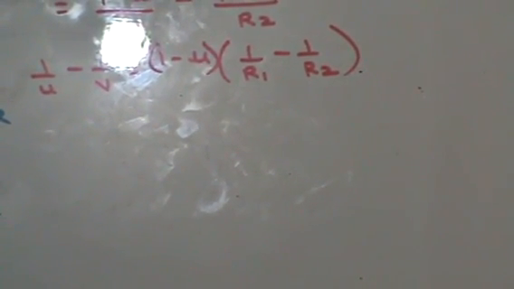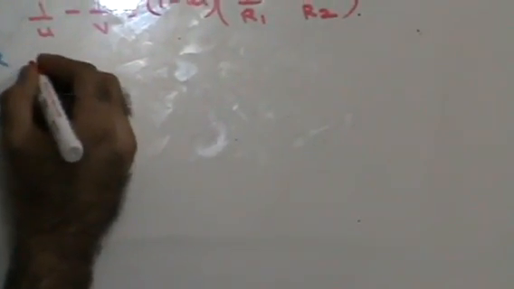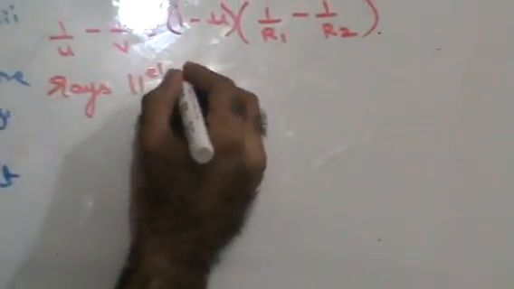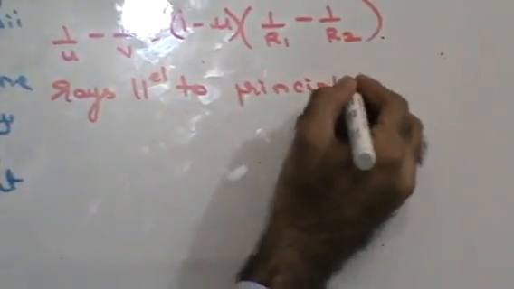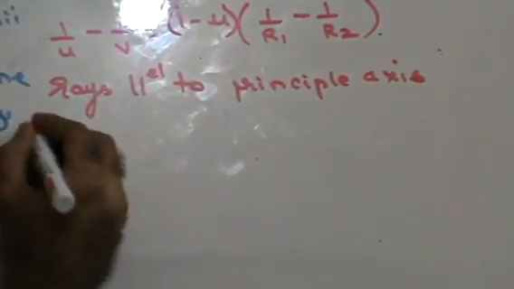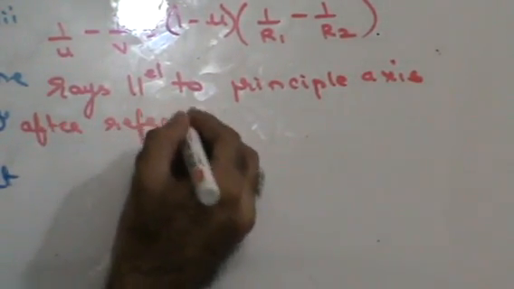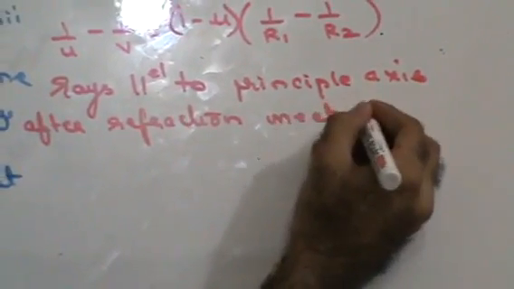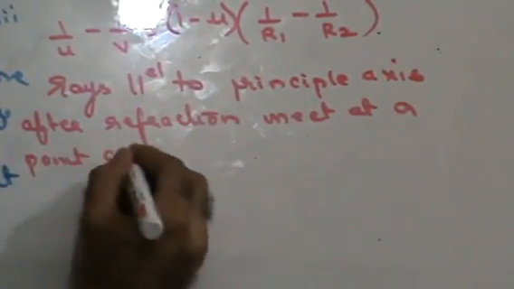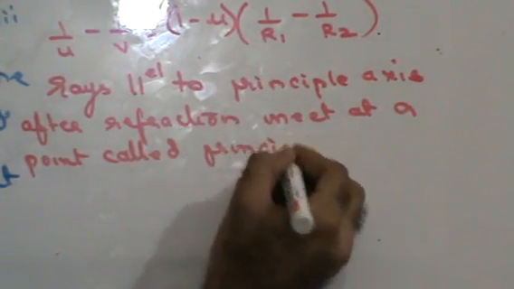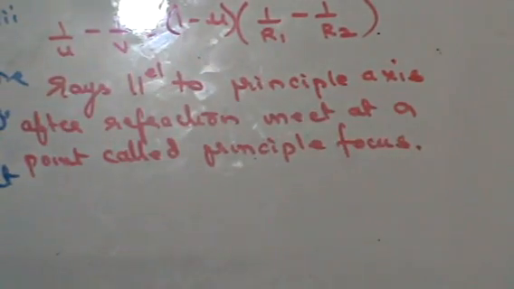Now, if all the rays of light are initially parallel to the principal axis, after getting refracted from the lens, they would pass to a fixed point which is called the principal focus, and the distance would be called the focal length. Let's leave this equation here for the timing. Rays parallel to principal axis after refraction meet at a point called principal focus.